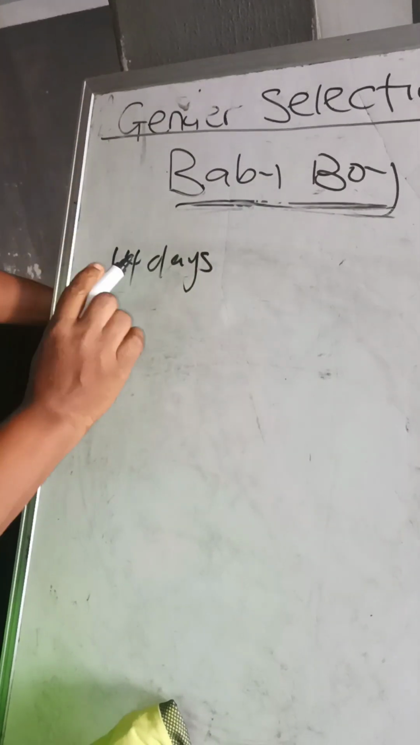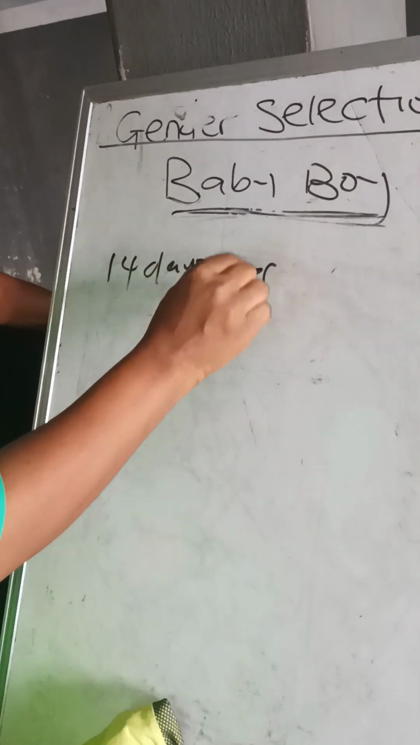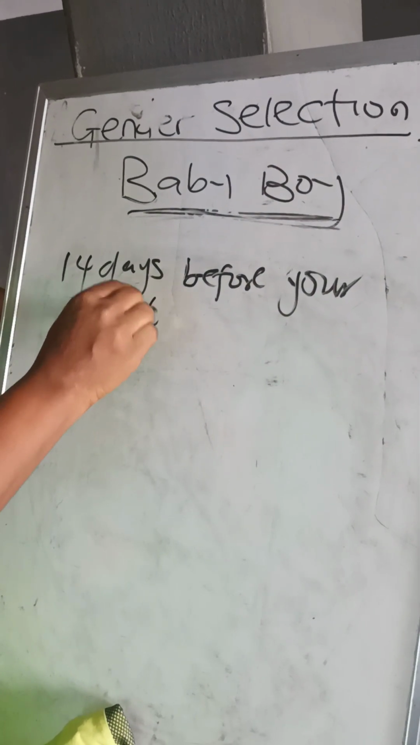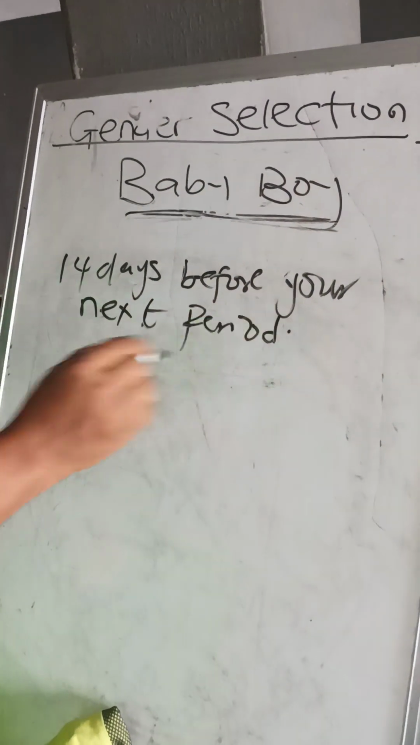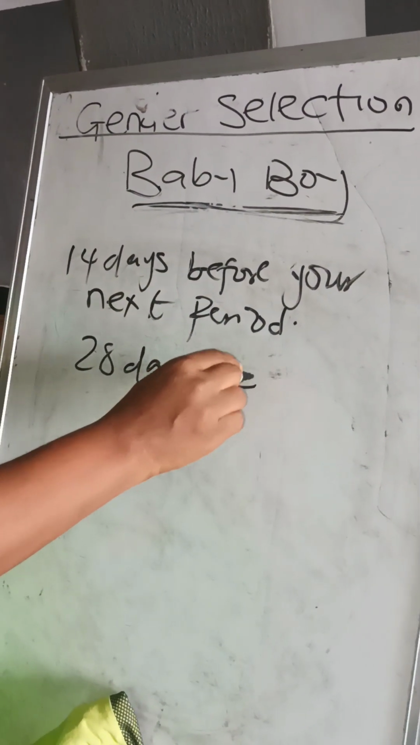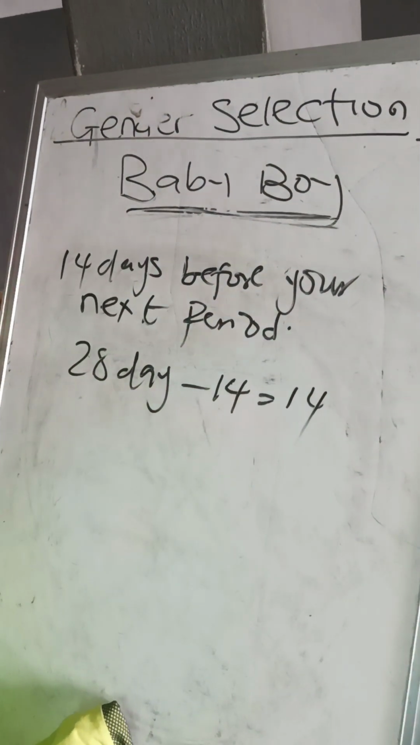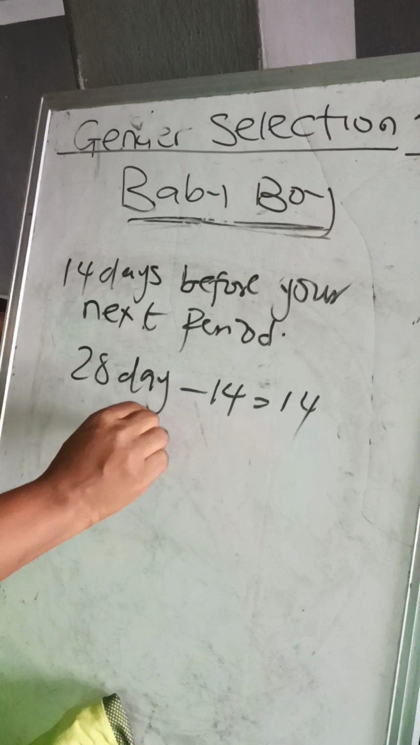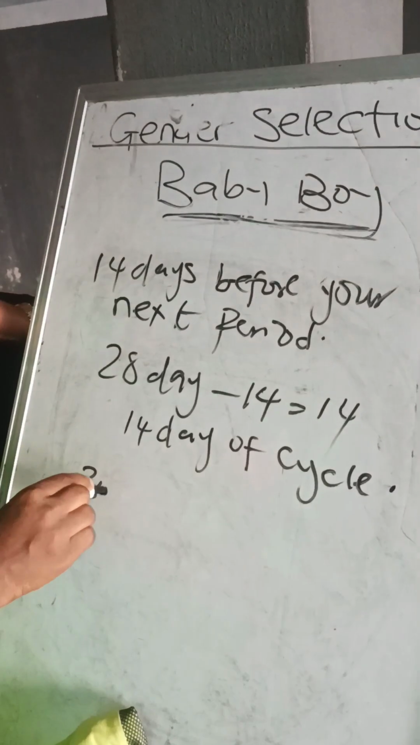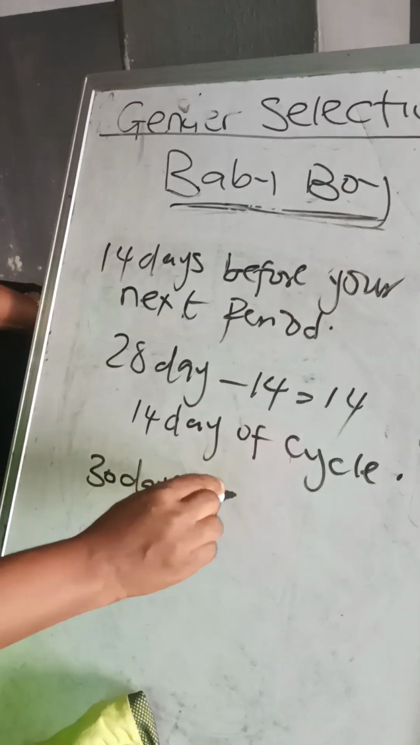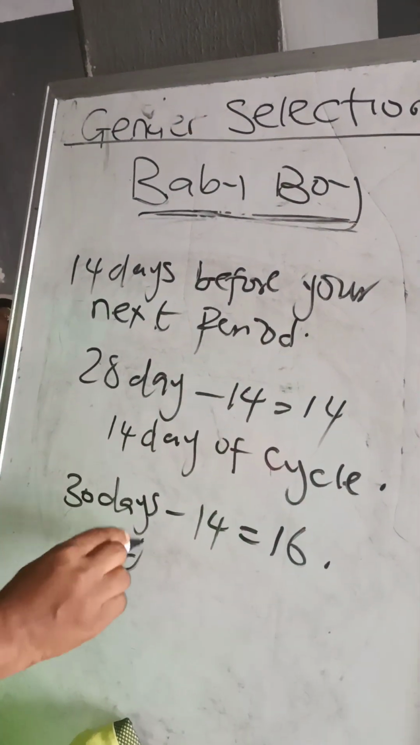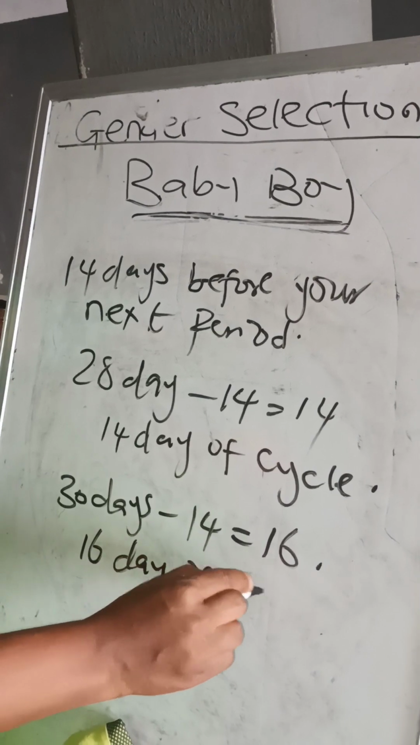Like I was saying, your ovulation day comes 14 days before your next period. I want to use this chart to show you very well. If you're on a cycle of 28 days, for you to get your ovulation, just do 28 minus 14, which is what? 14. So your ovulation is likely to come on the 14th day of your cycle. Another example, if you're on a cycle of 30 days, just minus 14 days, which will give you what? 16. So your ovulation day is likely to come on the 16th day of your menstrual cycle.